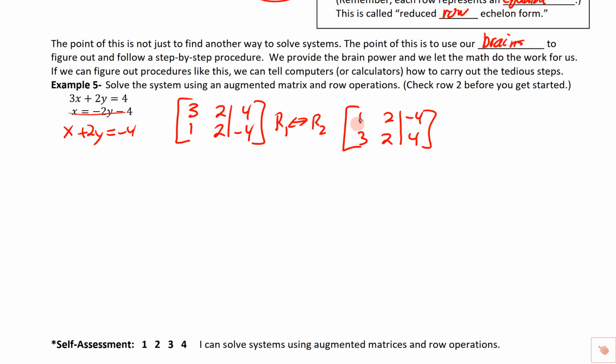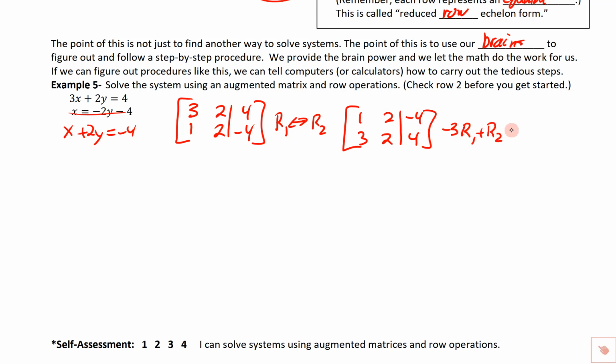Well, we've got the first goal accomplished, so we're going to use this 1 to turn that into a 0. So again, the question is this. What do I add to 3 to turn it into a 0? Because I want to make that a 0 right there. Well, I'd have to add a -3. So we're going to do -3 times row 1, because that's where the 1 is. And then we're going to add that to row 2.